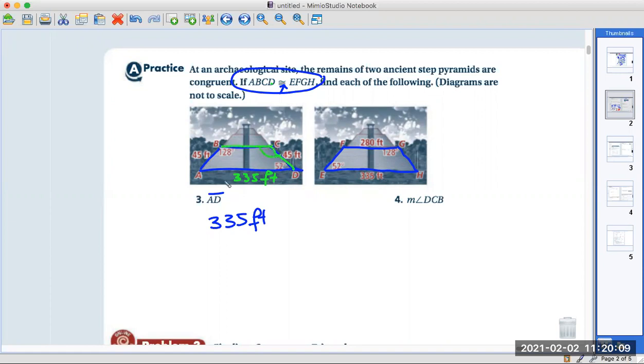DCB. That tells you it's this angle you're looking for. So that's the same one as this one. So it's 128 degrees as well. Okay, so that's this top.